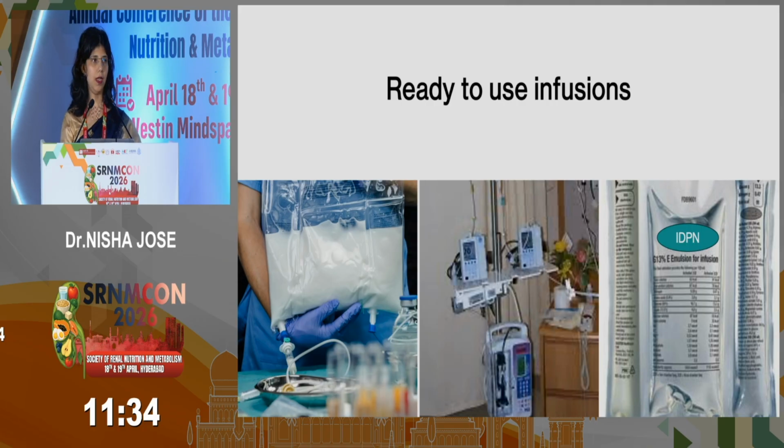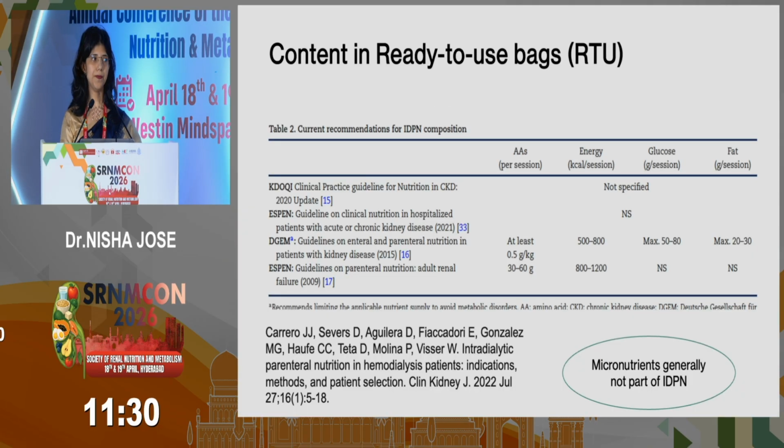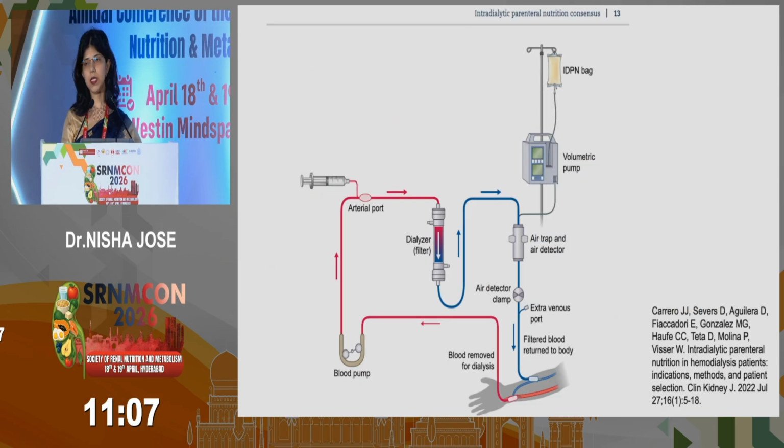So usually it comes as a 1 liter bag. Now what is the content of this bag? It is usually calories around 500 to 800 kilocalories that will come in the entire 1 liter. Protein will be about 30 to 60 gram, and there will be some amount of fat and glucose. Generally, the micro elements are kept to a very minimum, and usually vitamins and minerals are not part of it, but different bags will tell you different things. So, where is it connected in the circuit? It is connected after the dialyzer and before the air trap.